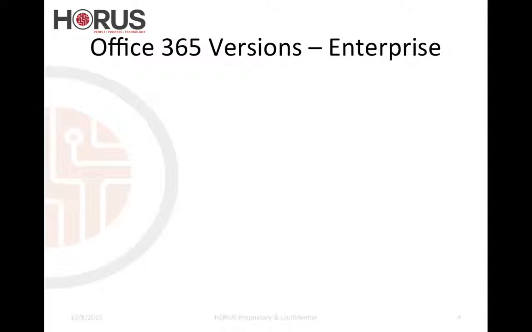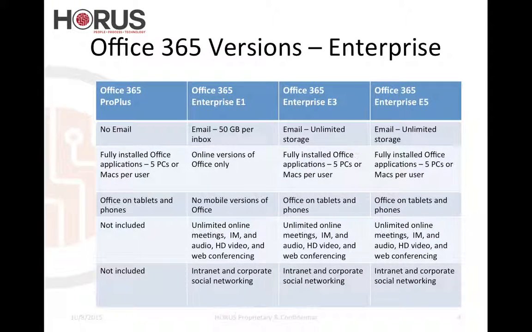Next, let's go into Office 365 versions for the enterprise. There are 4 versions of Office 365 available for the enterprise. One is called Office 365 Pro Plus. Second is called Office 365 Enterprise E1, Office 365 Enterprise E3, and the fourth one is called Office 365 Enterprise E5.